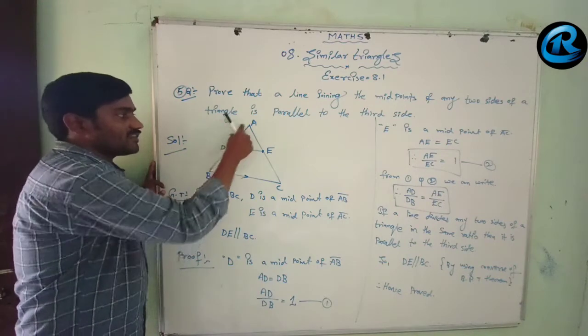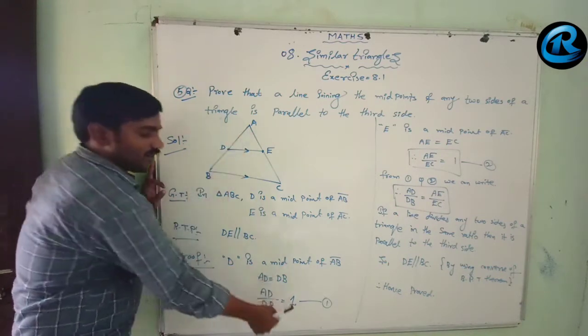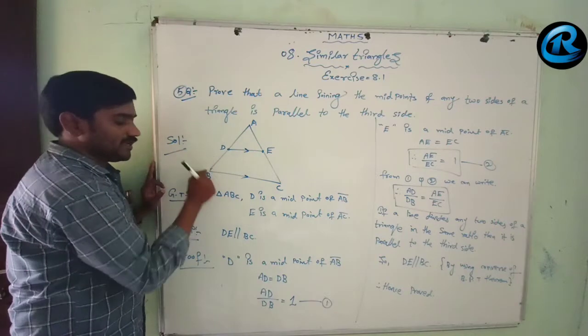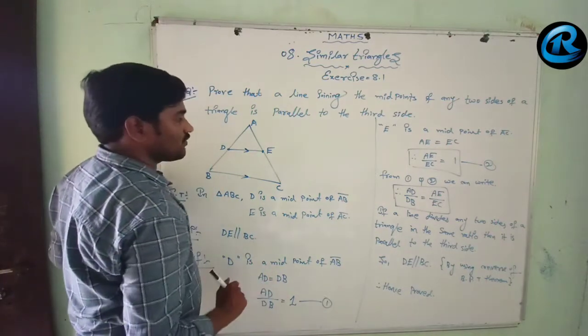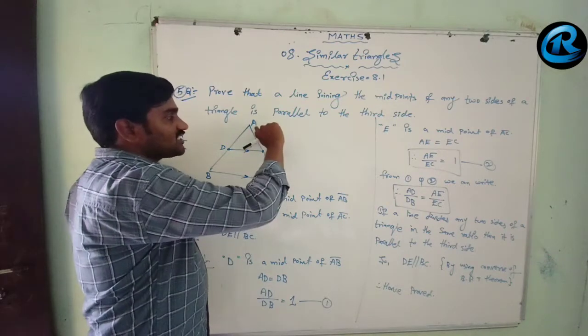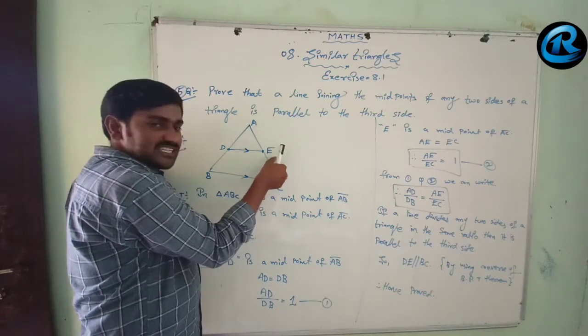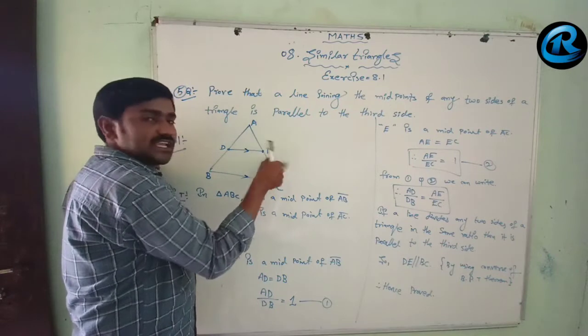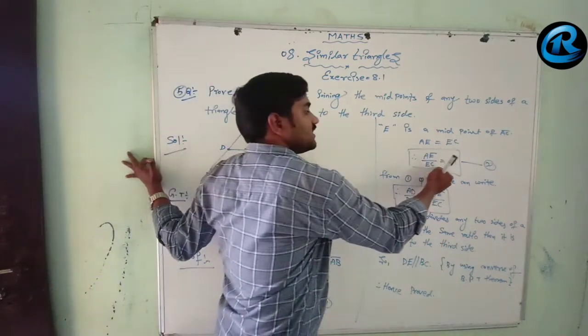So when you divide, the ratio of these two will get 1. AD by DB equal to 1 by 1, or 1. That is equation number 1. Similarly, here E is a midpoint on AC. So the distance of AE is equal to the distance of EC. That means AE by EC is equal to also 1.